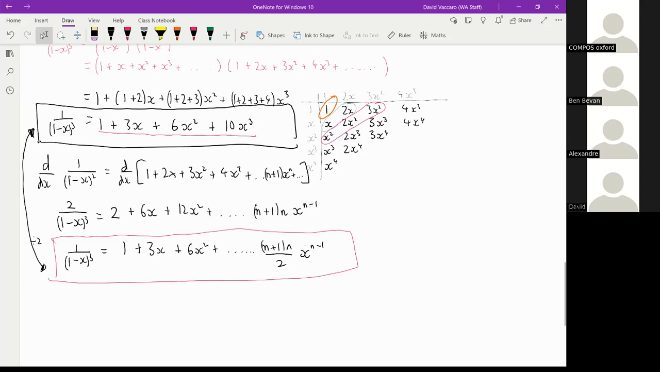So I've got two Taylor expansions for 1 over (1 minus x) cubed. One which I obtained from cubing my original Taylor expansion, so that was this line of working here, and one which I obtained from repeated differentiation. If I can assume that they give me the same Taylor expansion, what result have I just proved?